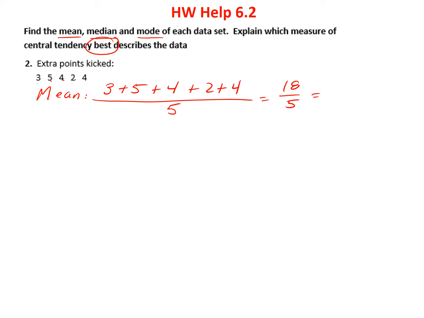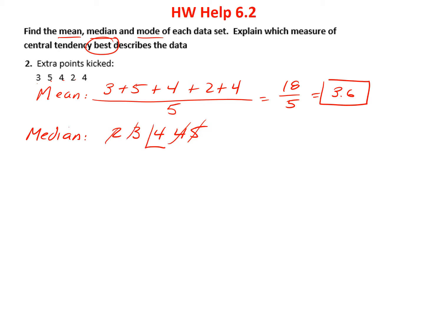My mean is 3.6. Now my median means the middle. Make sure before we find the middle that we put these in order. See, 3, 5, 4 is not in order. So 2 is my smallest, so I have 2, 3, there's 2 4s, and a 5. So if I'm counting off here, 1 on this side, 1 on this side, my median is 4.